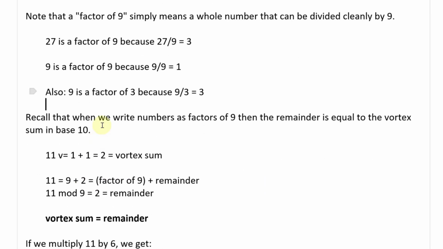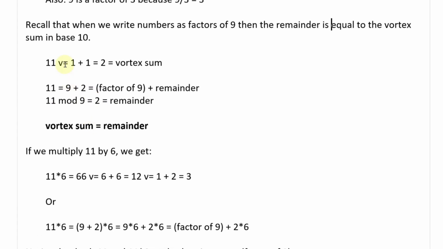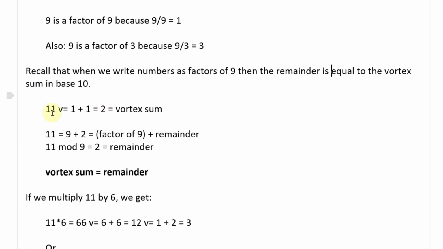Alright, let's go further. Now recall that when we write numbers as factors of 9, the remainder that isn't part of the factor is equal to the vortex sum in base 10, which I derived earlier. So if we have 11, V equals, to get the vortex sum, just the digit sum, 1 plus 1 equals 2, which equals the vortex sum.